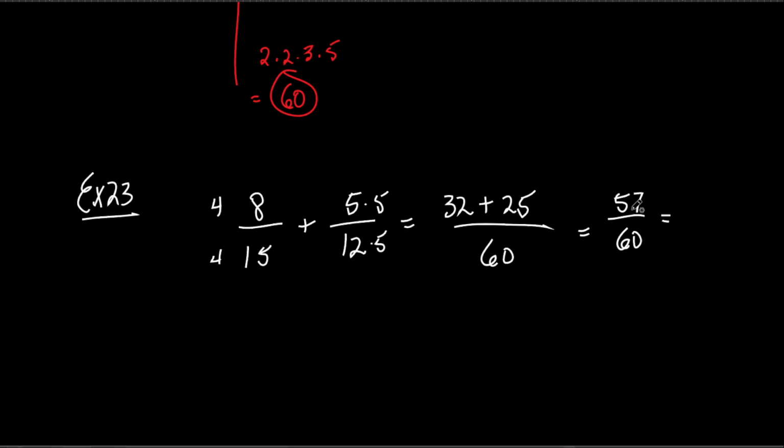All right. So I'm going to save you the time because we're about to run out of time. 3 goes into 57 19 times, right? So 3 goes into that 19. How many times does 3 go into 60? You should be able to do that. 20. So my answer is 19 over 20.